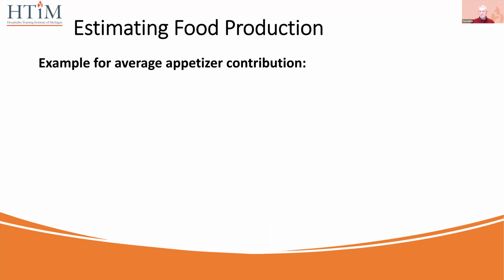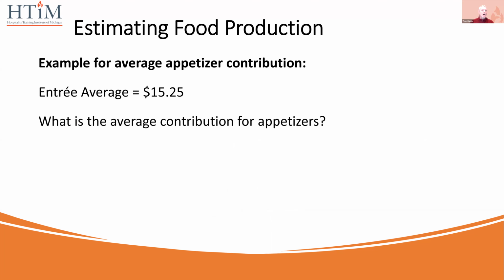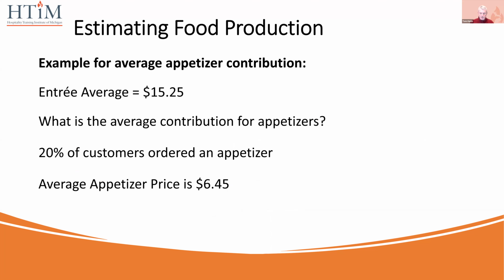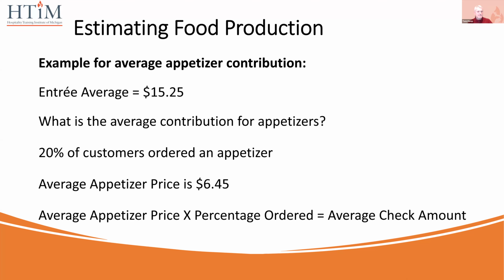So here's an example. We're going to do an average person's bill or check, and what the average appetizer contribution to that check would be. So if we know we have an entree average of $15.25, what would be the average contribution of appetizers? Well, if we know 20% of customers ordered an appetizer and we have an average appetizer price of $6.45, the formula is this: average appetizer price times the percentage ordered equals the average check amount.